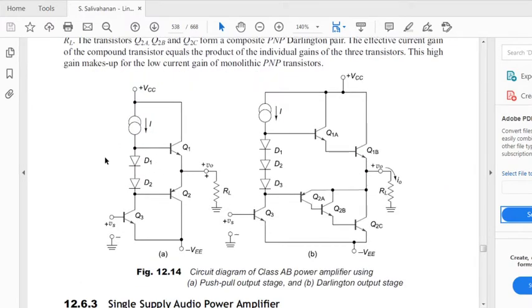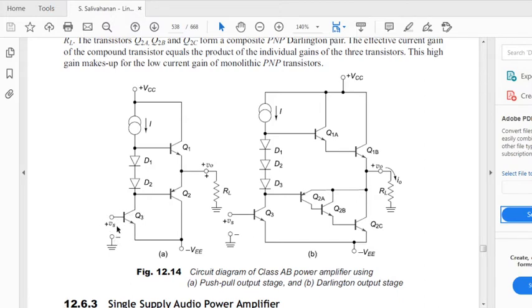This is a simple arrangement that depicts the class AB configuration. This is your push-pull output stage. Q1 and Q2 are the NPN and PNP transistors, and this we call a push-pull stage. This push-pull output stage in turn is driven by your Q3. So this is the point.